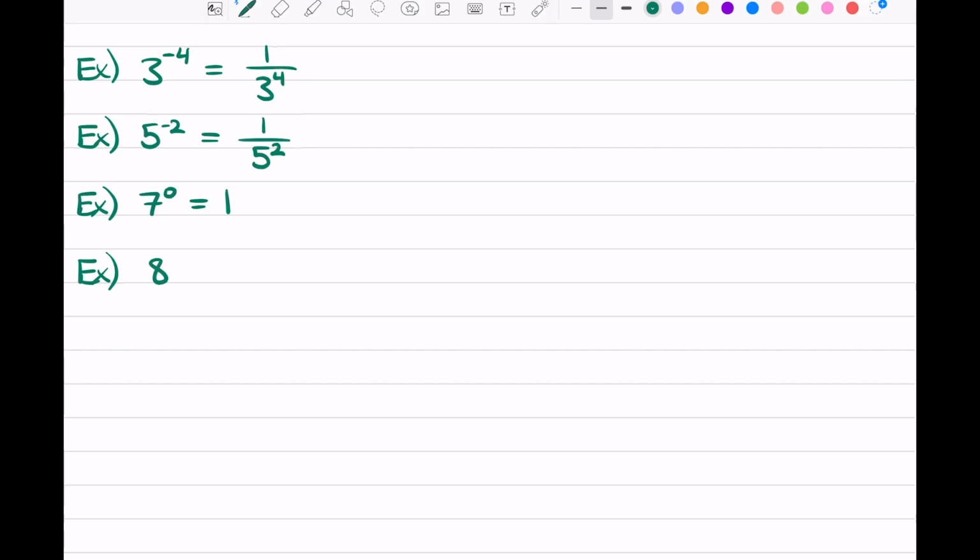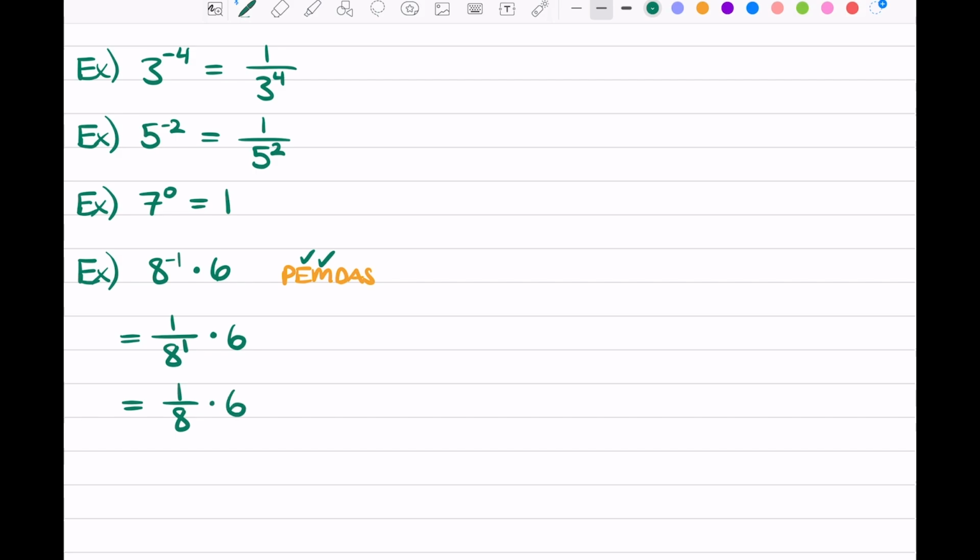Now let's say we have 8 to the negative 1 power times 6. We have some operations here, so let's consider our order of operations. We have an exponent, and we have multiplication. So our order of operations says simplify the exponent and then multiply. So 8 to the negative 1 power, we can write as 1 over 8 to the positive 1 power. 8 to the first power is just 8, so this becomes 1 over 8.